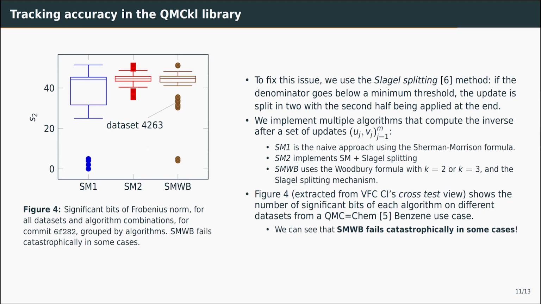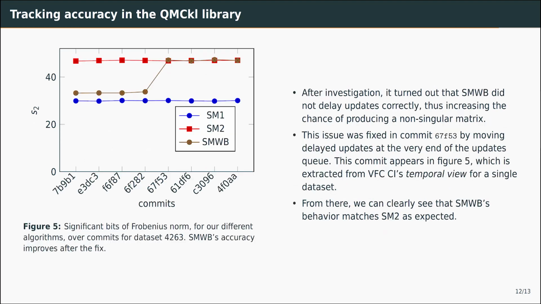So we put this into Verificarlo CI and we ran it in Monte Carlo arithmetic. We grouped it by algorithm and we plotted the number of significant digits. And you can see that SM1, as expected, fails catastrophically in some cases, and that SM2 is much better. However, you can see that SMWB also has some issues in some cases, which shouldn't be the case because it also uses the splitting mechanism. So we investigated the issue and we found out that it was actually a problem in our implementation.